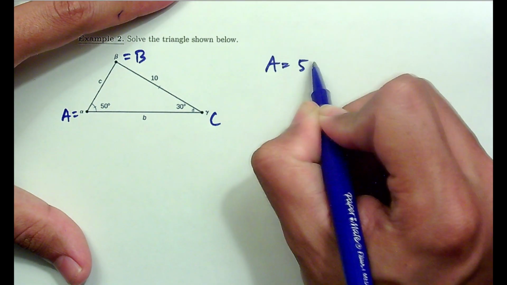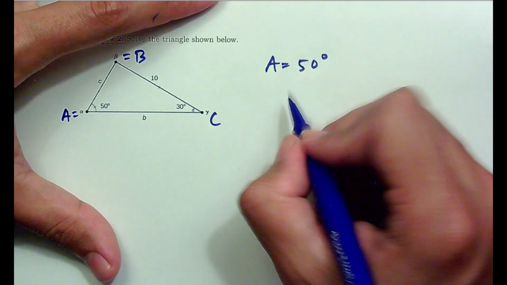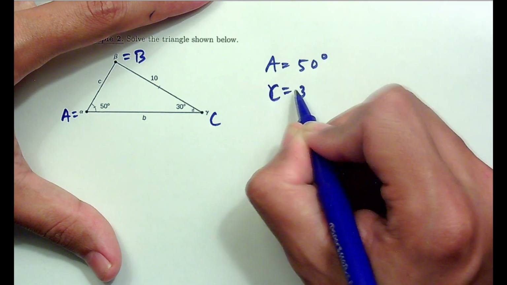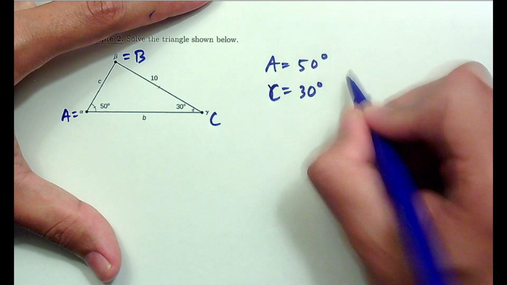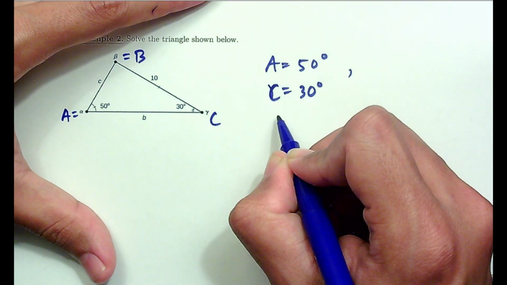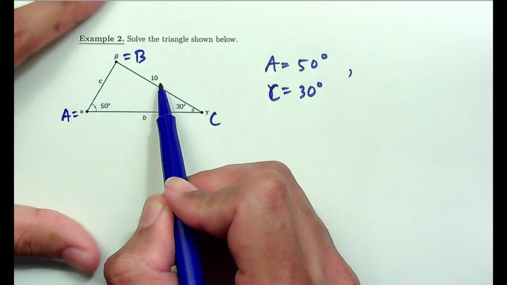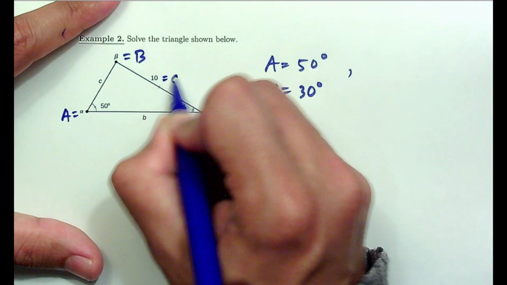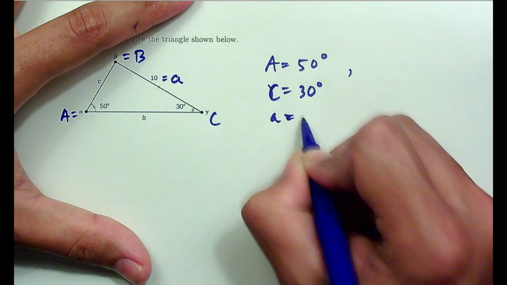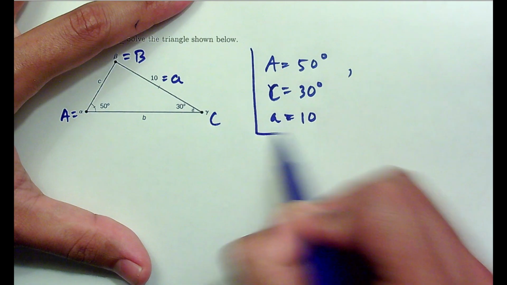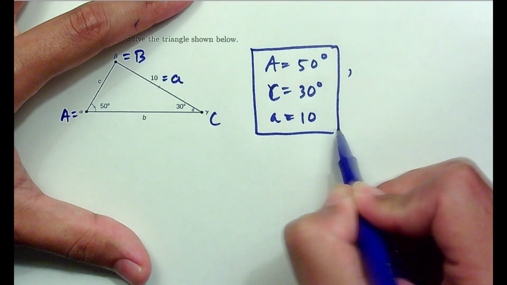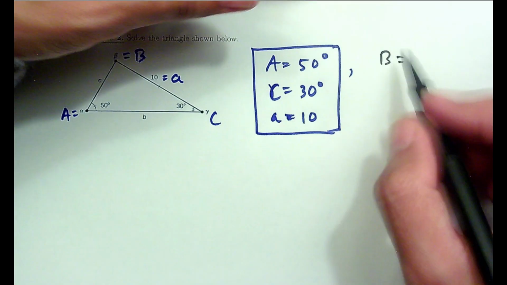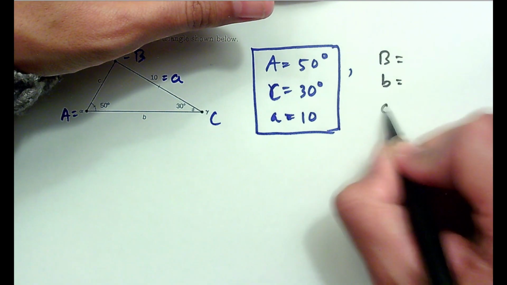A is 50 degrees, gamma equals, or capital C equals 30 degrees. And now, what side is this? It is opposite to capital A, so that has to be little a. So little a equals 10. So they might just give you the problem like this, and then ask you to figure out what is capital B, what is little b, and what is little c.